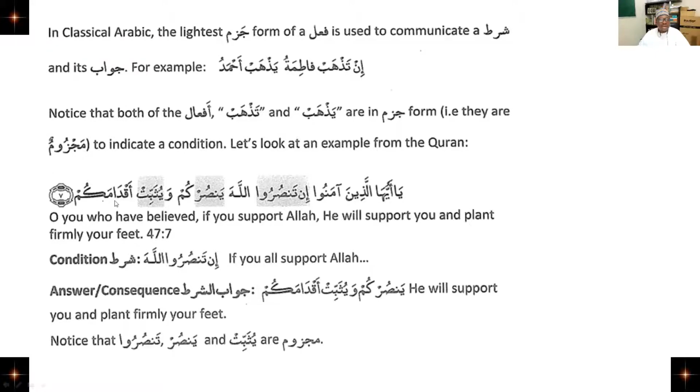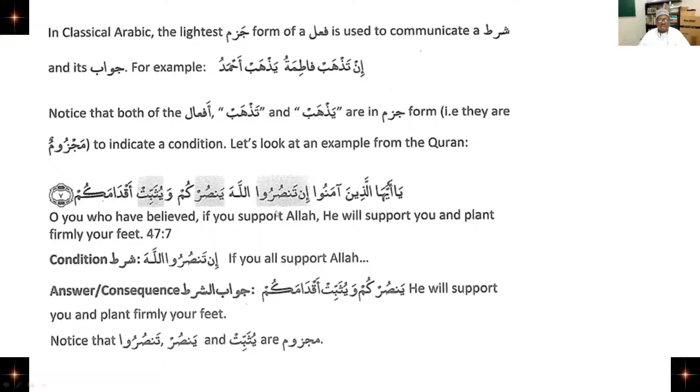Wa yuthabbit aqdamakum. What is atifa? Yuthabbit will always be like yansur. Okay, so it's also majzum, and it also follows the jawab. It's not part of the fi'l shart. No, it's part of the jawab ash-shart. Yuthabbit is fi'l mudari' majzum bi in. You can also say yuthabbit is ma'tuf ala yansur. The moment I say ma'tuf, you know that it's taking the same ruling. Okay, and aqdama is maf'ul bihi, and it is mudaf, kum is mudaf ilayh.